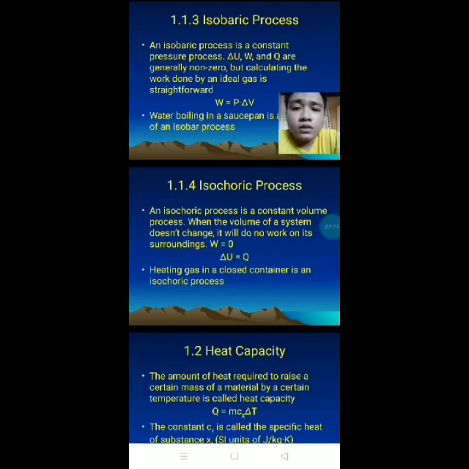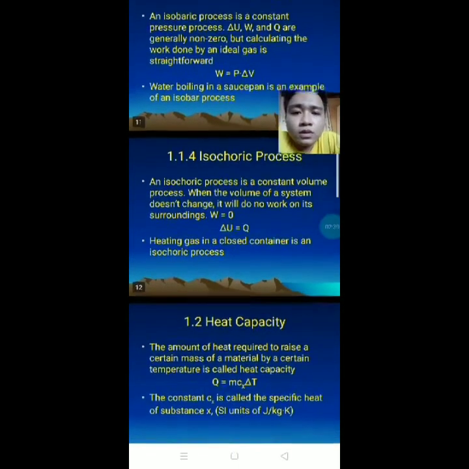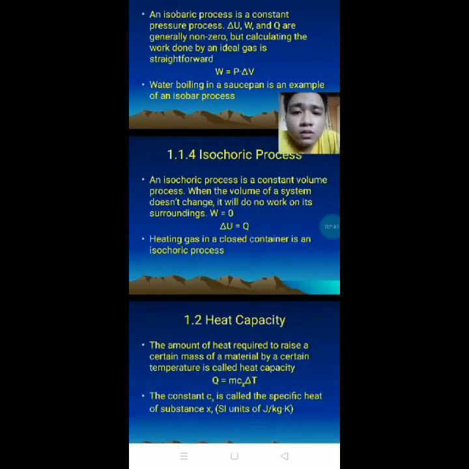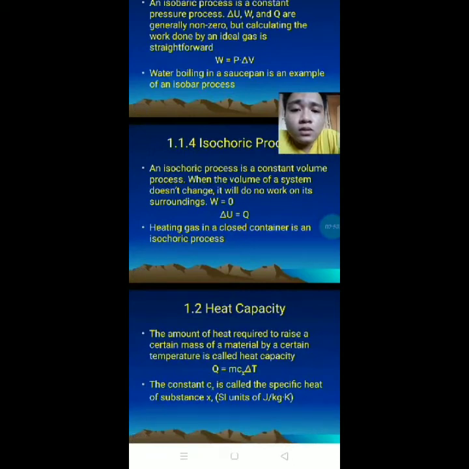The third process, an isobaric process, is a constant pressure process. ΔU, W, and Q are generally non-zero, but calculating the work done by an ideal gas is straightforward. W equals P times ΔV. Water boiling in a saucepan is an example of an isobaric process.